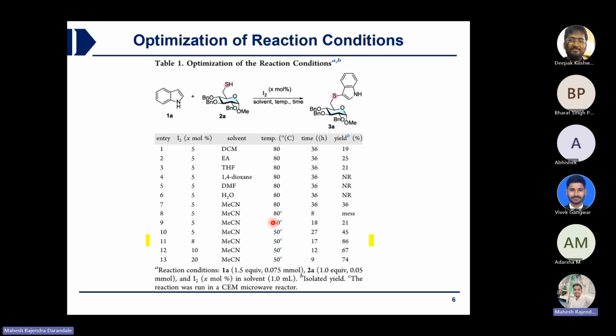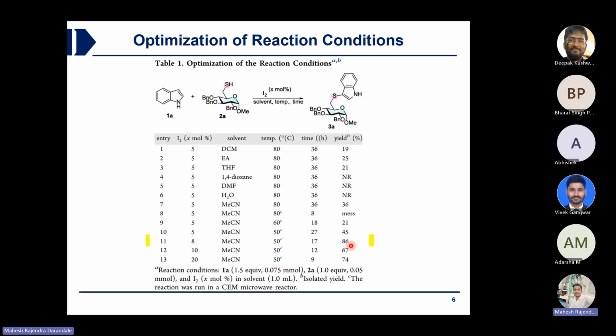After some time, they decreased it to 50 degrees Celsius with 5 mole percent of iodine, and they got some 45% yield. Now, on a trial basis, they again increased the percentage of iodine to 8 mole percent. They are getting some 86% yield, which was good.